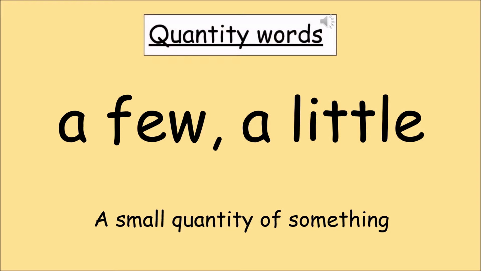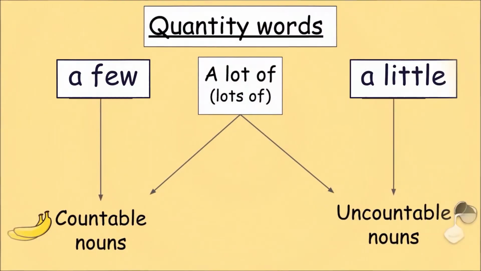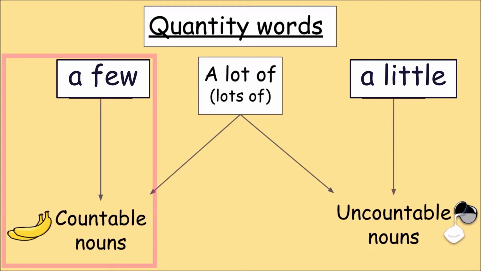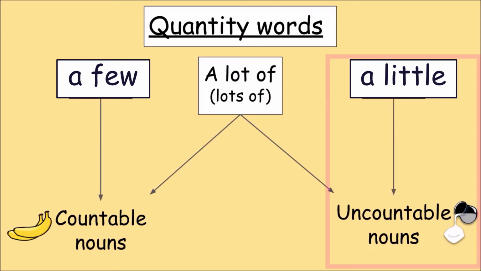So how about when we have to talk about a small quantity of something? We have other quantity words for that, such as a few and a little. We can always use a lot of with both countable and uncountable nouns. But when we have to talk about small quantity, it's different. We can use a few only for a small quantity of countable nouns. And for small quantity of uncountable nouns, we have to use a little.